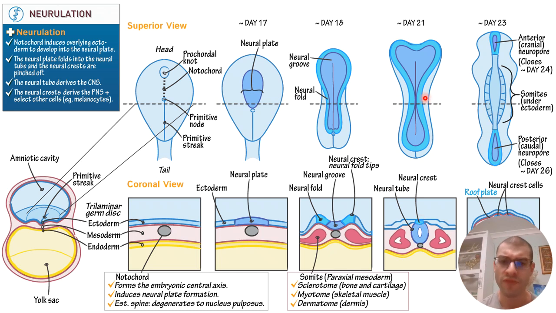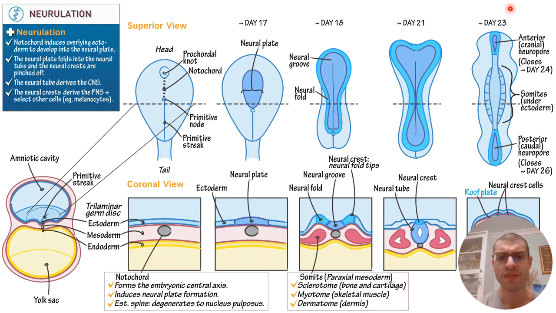Now it forms in the middle here where it closes up, and then it closes up first at the anterior neuropore at day 24, and finally it closes at the posterior neuropore here at day 26. Failure to do either of those things will result in a neural tube defect, anencephaly if that end, and spina bifida if that ends. We don't like that.